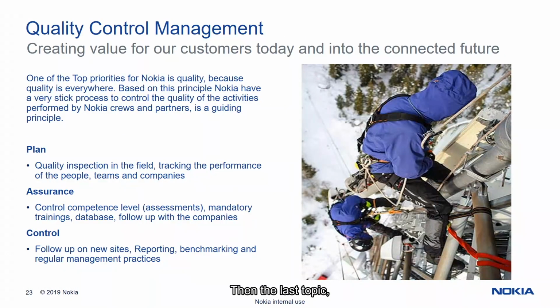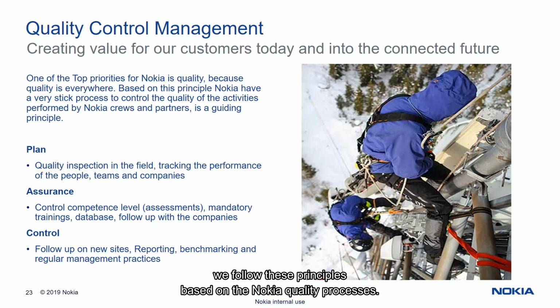Then, the last topic, and maybe the most important topic, is quality. We need to make sure that when we pick the site, we follow these principles based on the Nokia quality processes. In plan: quality inspections in the field, tracking the performance of the people, teams, and companies. Assurance: control competence level, assessments, mandatory trainings, database, follow-up with the companies. Then, control: follow up on new sites, reporting, benchmarking, and regular management practices.